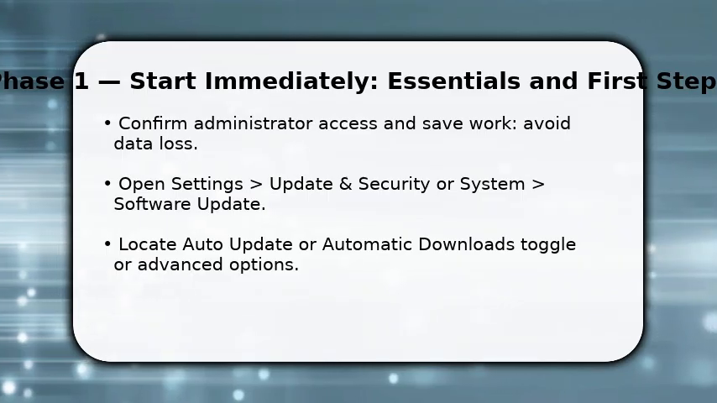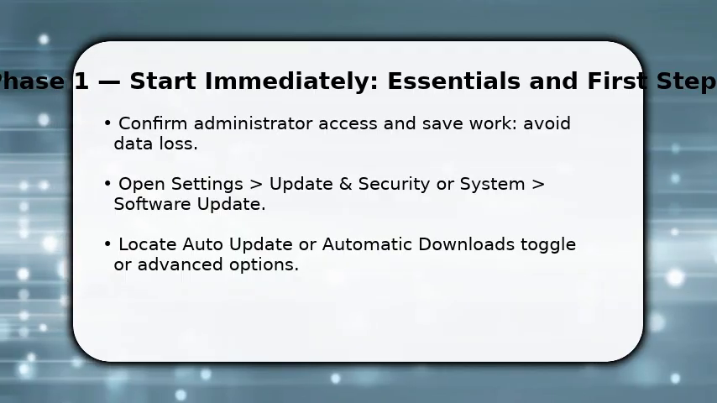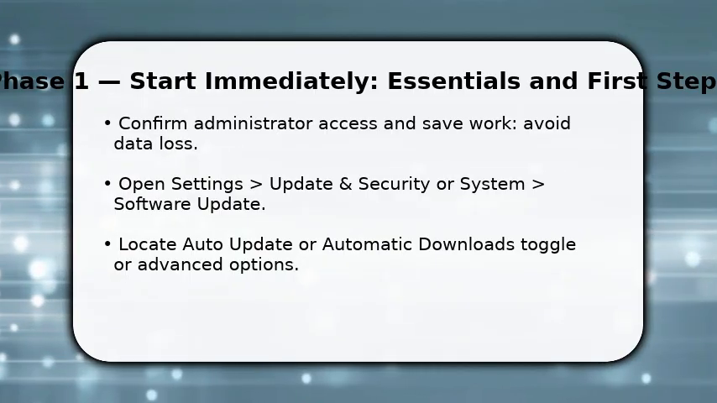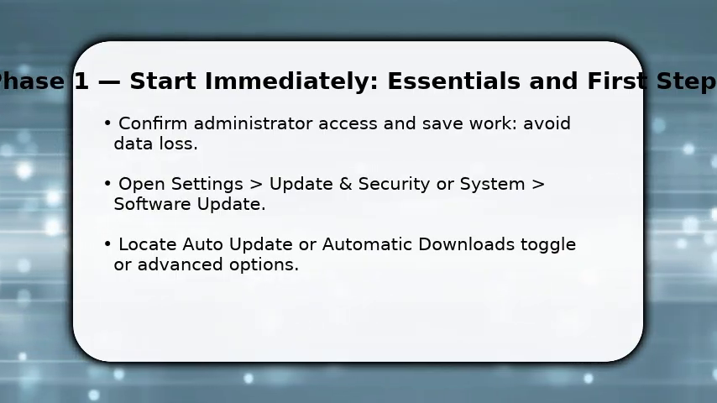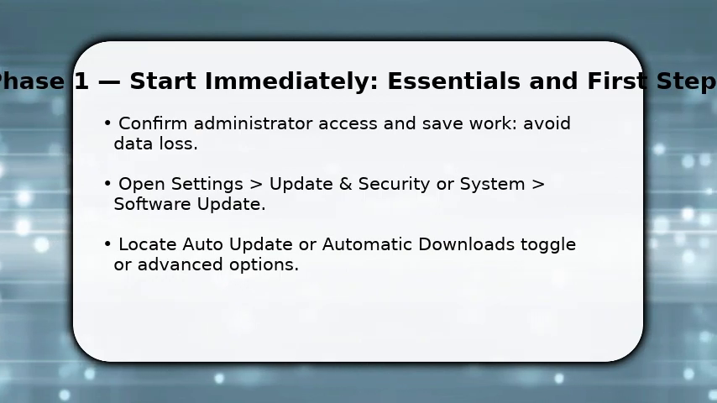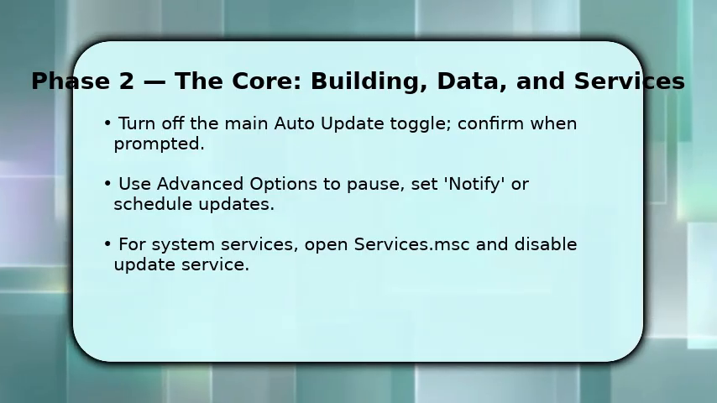Make sure to save any open files before you change settings, because some systems apply changes immediately. You'll see a simple toggle or an advanced options link. Start with the toggle. Then move to advanced options if more control is needed. Now disable the main auto update toggle and confirm any prompts.